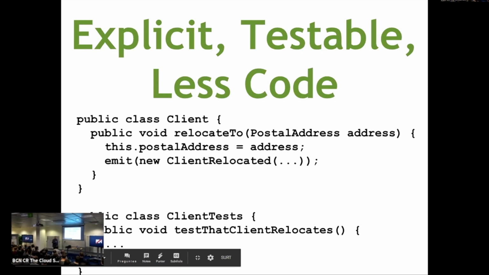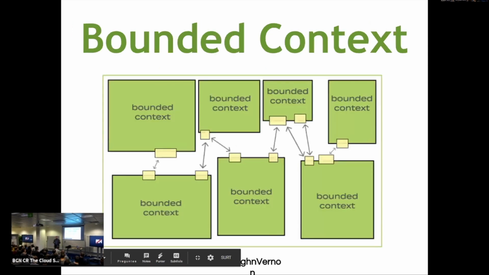And in addition to setting the postal address, we're also emitting a client relocated event. So now this event can have a positive impact on downstream bounded contexts, other models that need to know that perhaps we need to ship an item or deliver a service to an address, a postal address that is different than the one that we first thought it would be.